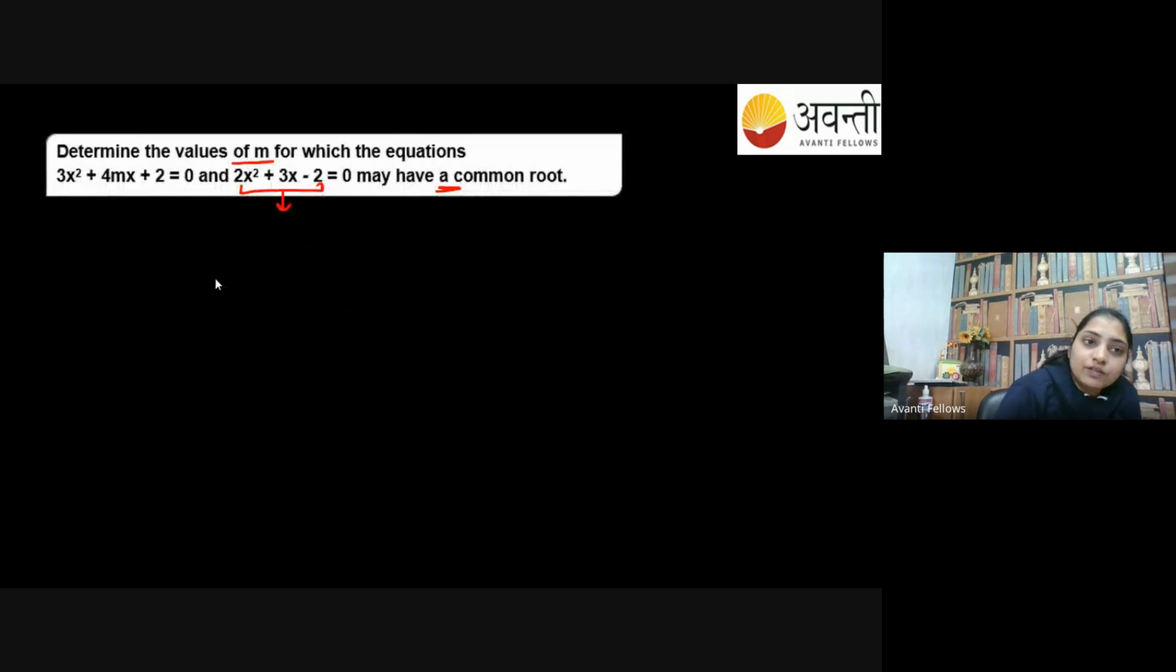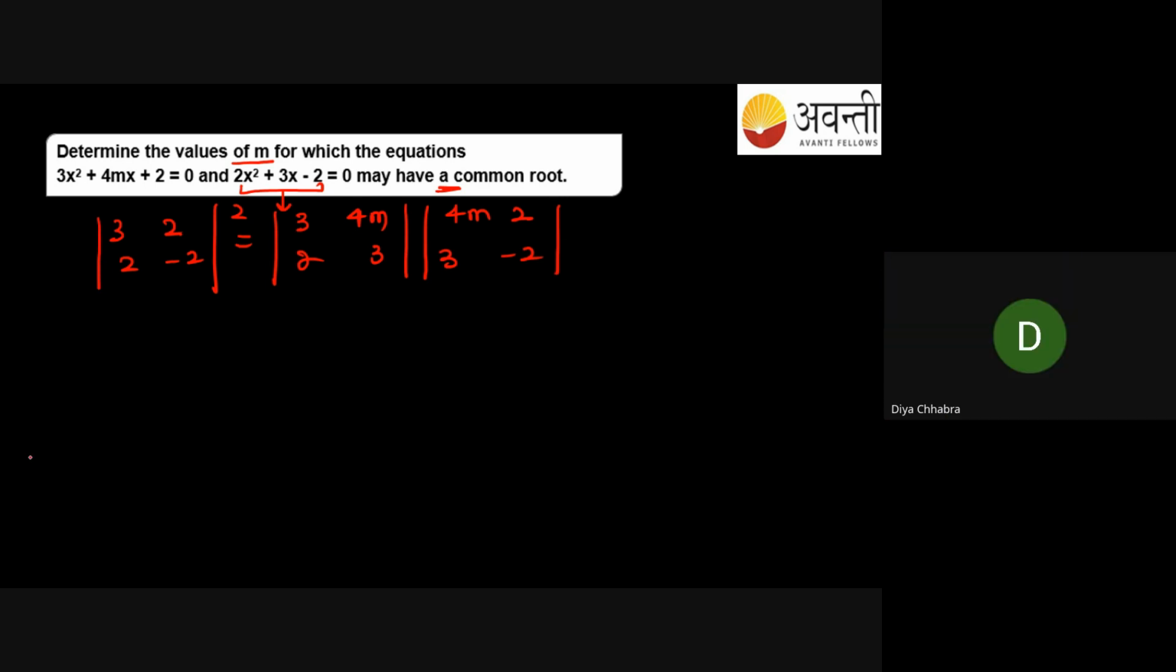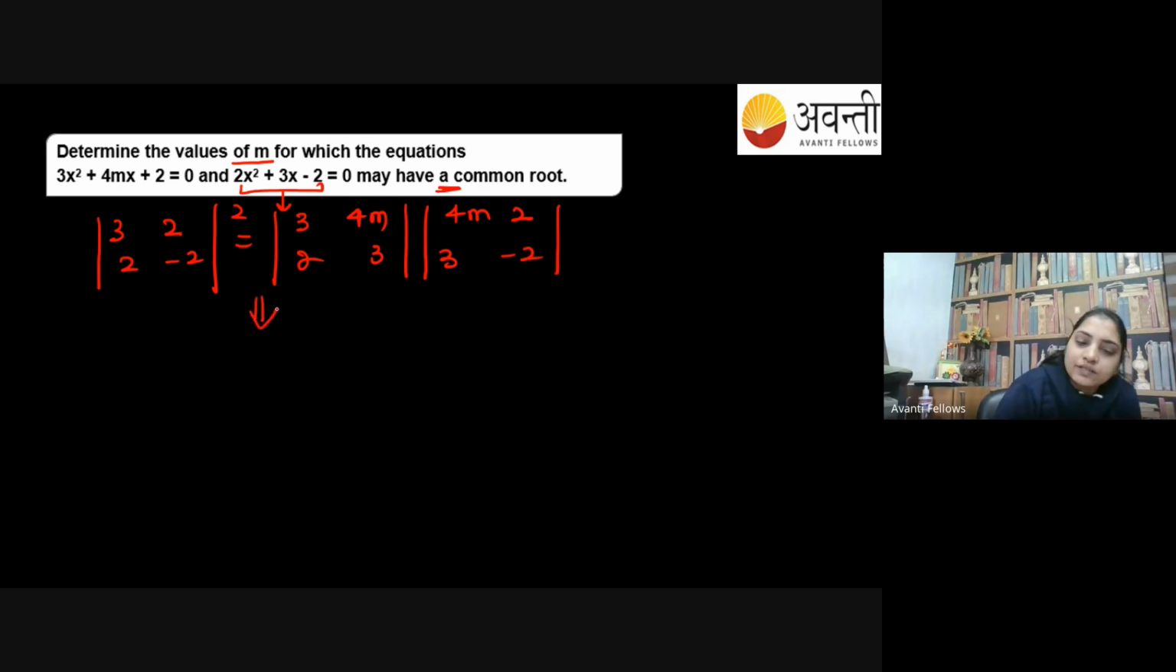Another, we just learned one method. What was that? (3+2)^2 minus 2, its square is equal to 3, 4m, 2, 3 into 4m, 2, 3 minus 2. Right, everyone? Just solve this and calculate m. Right, everyone?